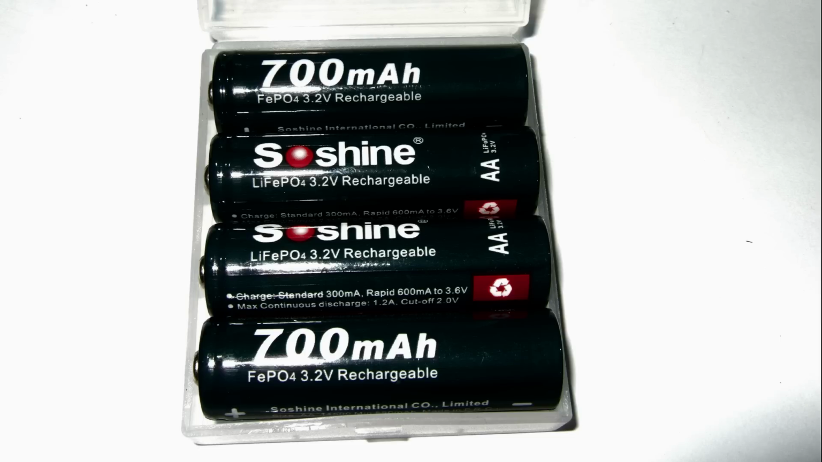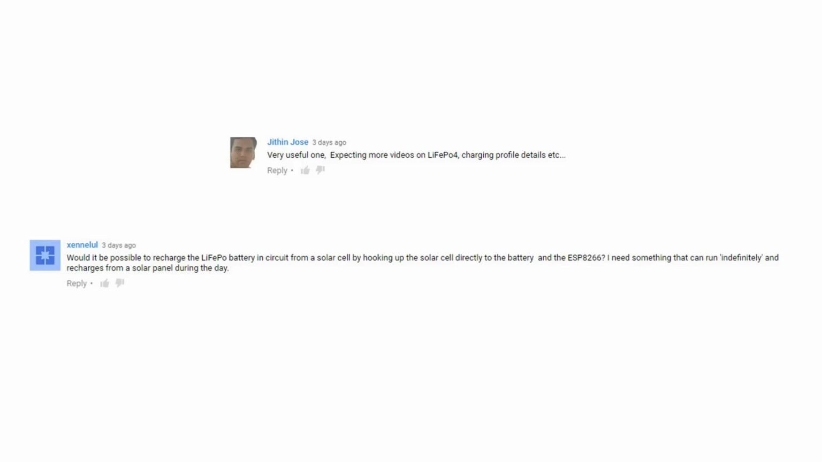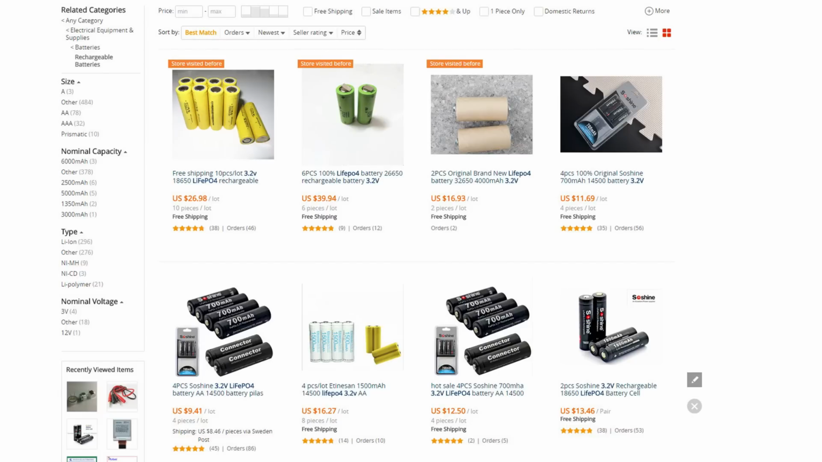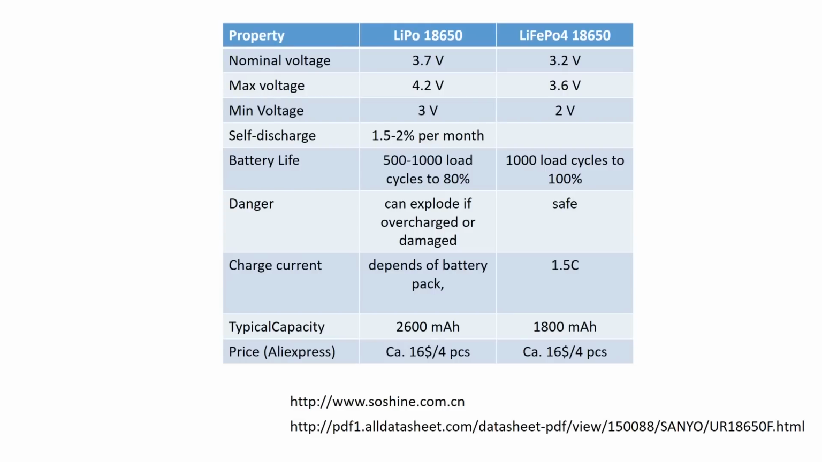In the last video, we found out that lithium iron phosphate or LiFePO4 batteries are ideal to power our 3.3 volt devices. Several of my subscribers wanted to get more information about this technology. This is what you get here. LiFePO4 is a relatively new technology and not as widely used as LiPo. But you now get cells also on AliExpress. The manufacturer of my cells is Soshine. I tested their capacity and the AA cells had the promised 700 mAh. Let's now compare this technology with the well-known LiPo technology.